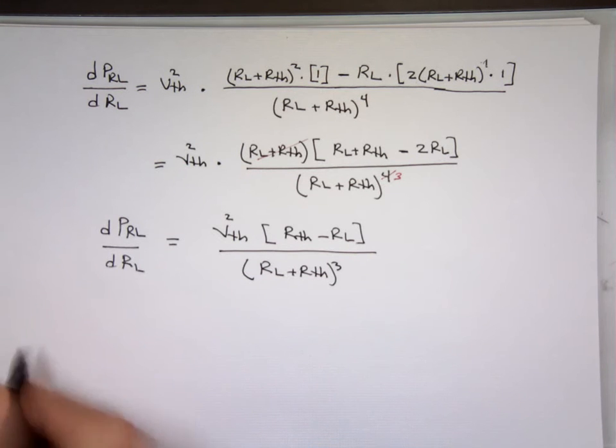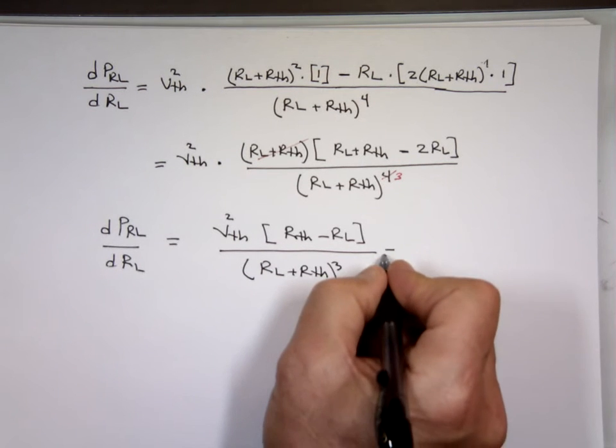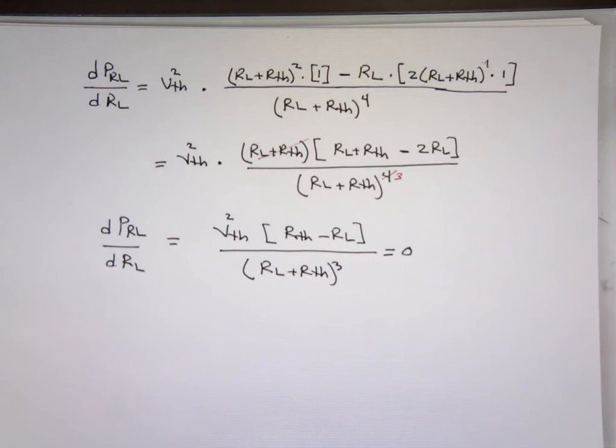And if you want to maximize it, you want to set it equal to what? 0. That's how you maximize anything. You take the derivative and set it equal to 0. That's your possible min or max.